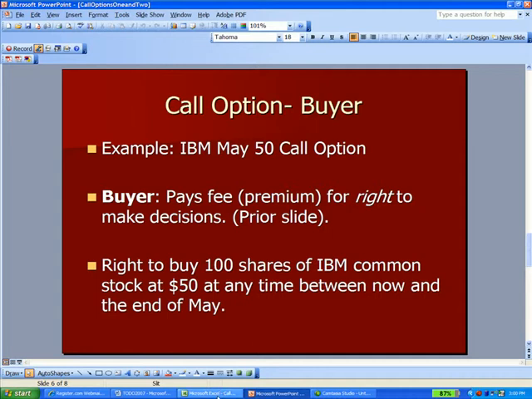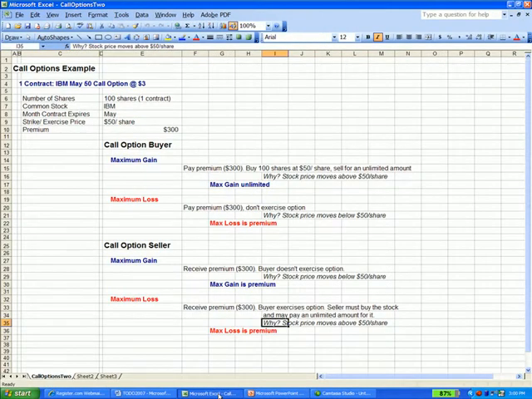What I'd like to do is flip to Excel and look at an example here. Looking at the top left-hand corner, this might be how the language looks if you looked up this option in the Wall Street Journal. It says one contract, IBM May 50 call option at 3. Let's break that down and see what those pieces mean. One contract means 100 shares. Each contract is 100 shares.